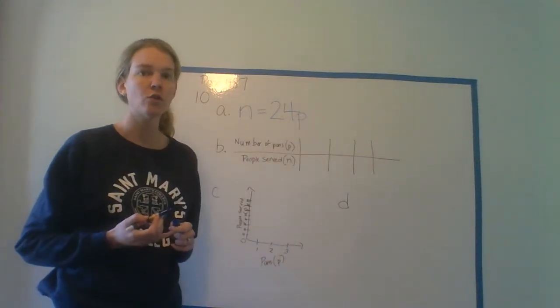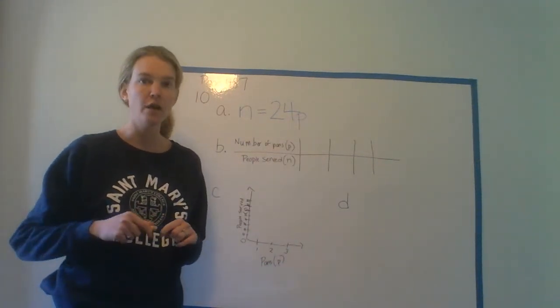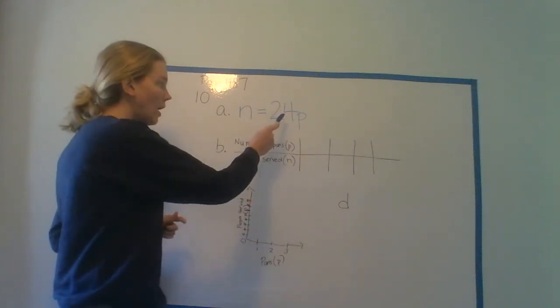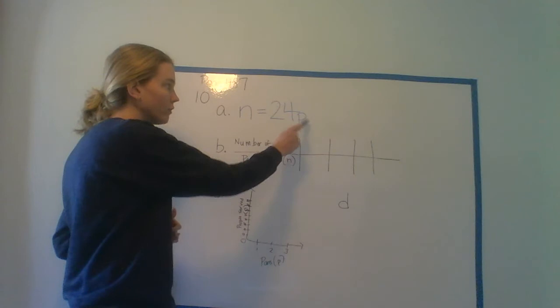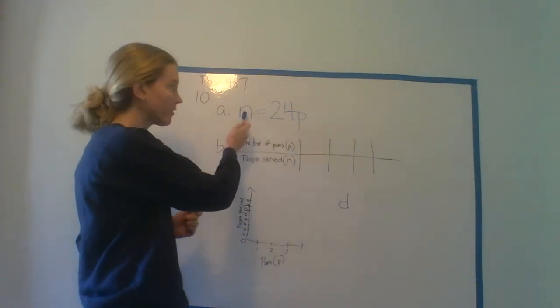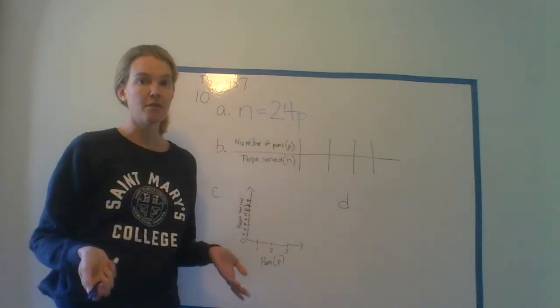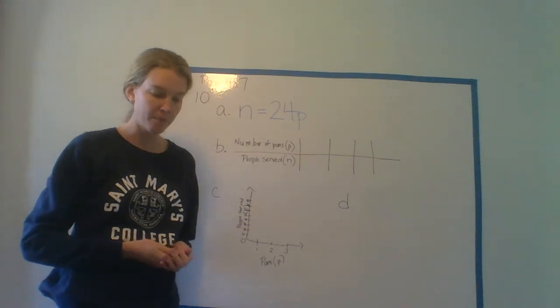Okay, N equals 24P is going to be our equation. Pretty simple equation. Each pan, or P, serves 24 people. If we multiply however many pans there are, it's going to equal the number of people that we could feed with that lasagna and chicken parmesan.